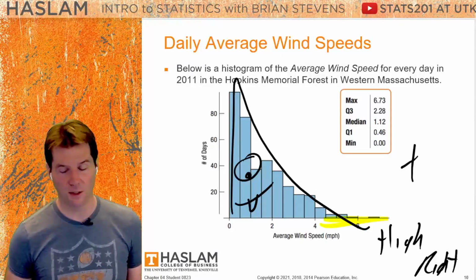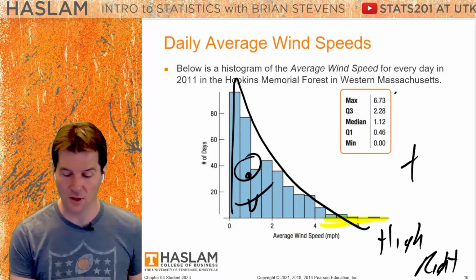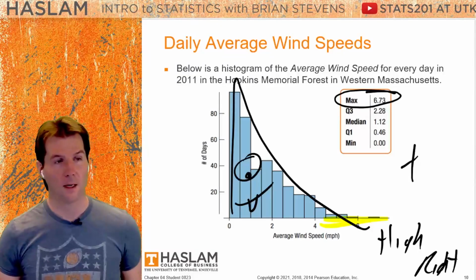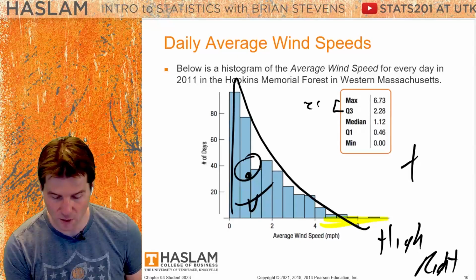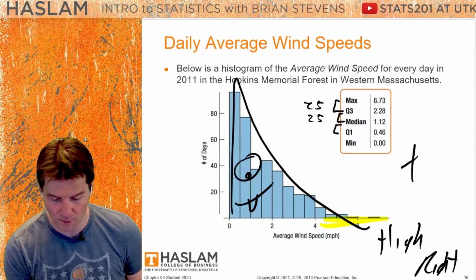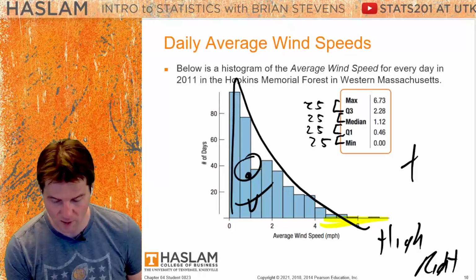And with this in mind, you'll notice that the numbers here are further away. Now, between each of these is 25% of the data. From the max to Q3 is 25%, and from the Q3 to the median is 25%, from the Q1 to median is 25%, and Q1 to min is 25%.